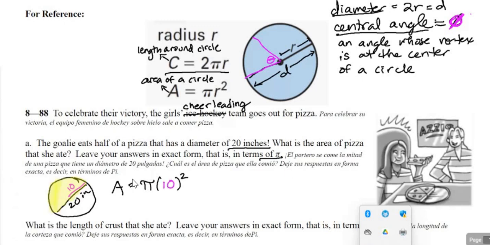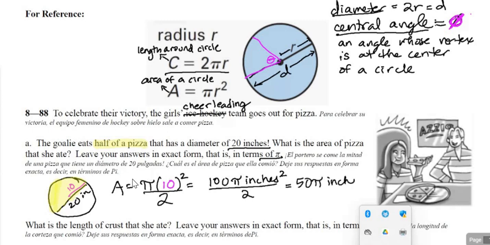But I don't want the area of the whole circle. I want the area of just the part that she ate. And she had half of the pizza. So since she had half of the pizza, I'm going to divide this area in half. It's half of that. So let's see what this is. This is 100, that's 10 squared, times pi, inches squared, all divided by 2. So she ate 50 pi square inches.